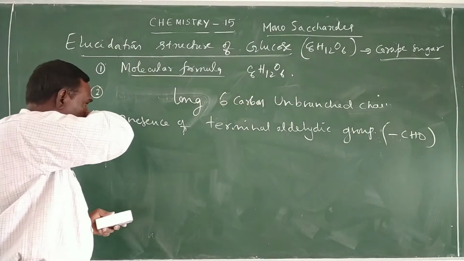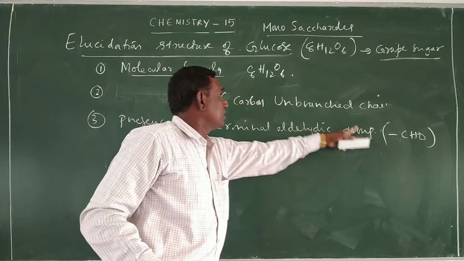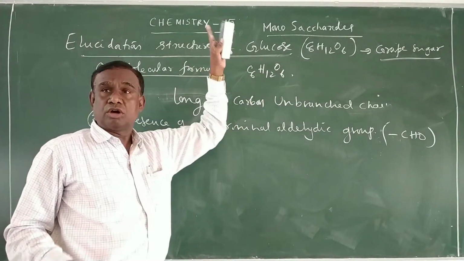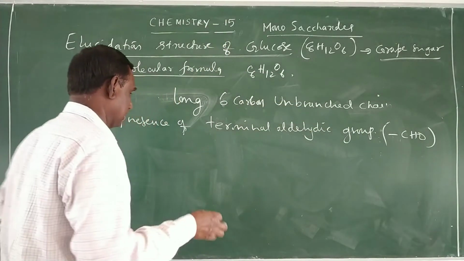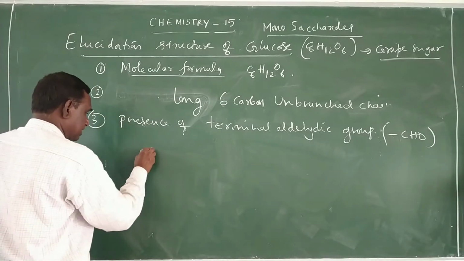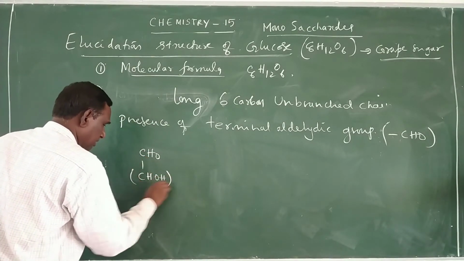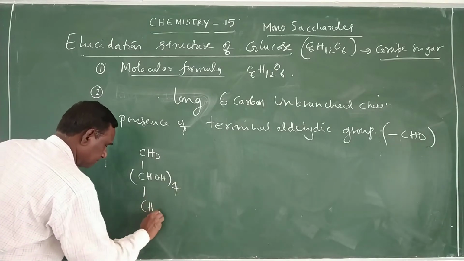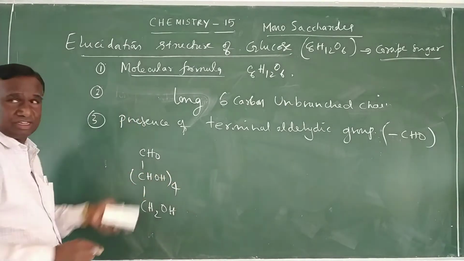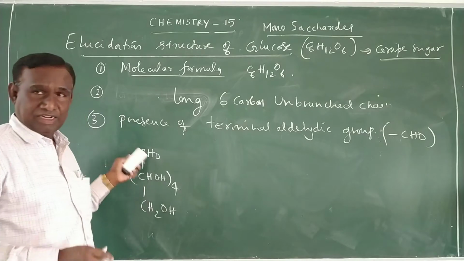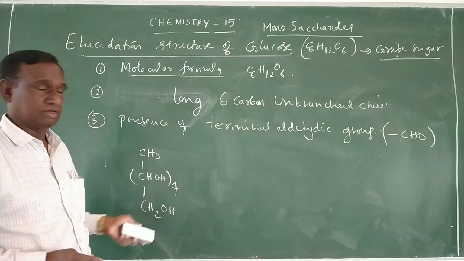CHO. So here you see, this aldehyde group is also present in our glucose. How do you show that? It can be shown like this: CHO, single bond, CHOH four times, single bond, CH2OH. So six carbons are there. Let us complete all the six carbons again.